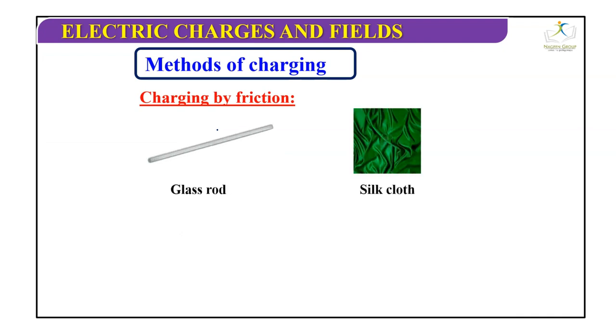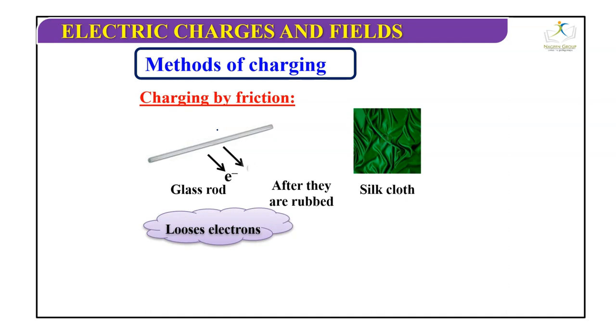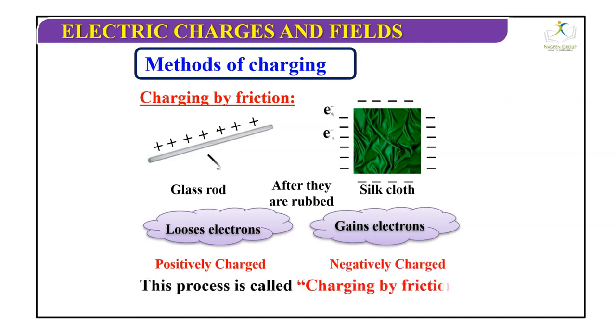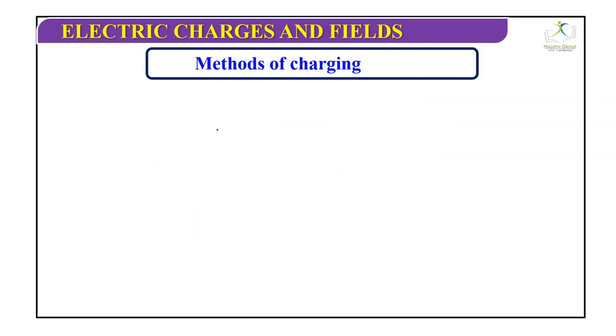We have a glass rod and a silk cloth. We rub both the things and the electrons start to be removed. When the glass loses electrons, it becomes positively charged, and when the electrons come to the silk cloth, it gains the electrons. That means it is negatively charged. This process of charging we call charging by friction.